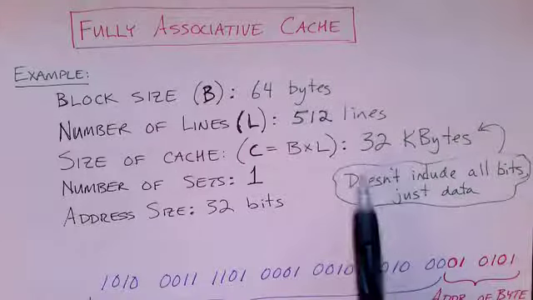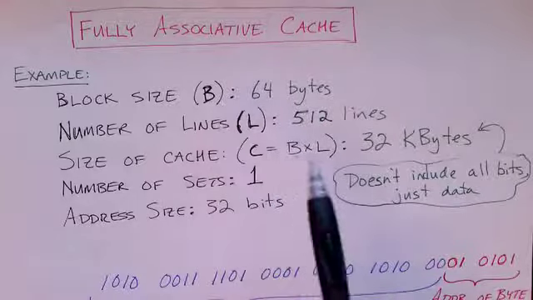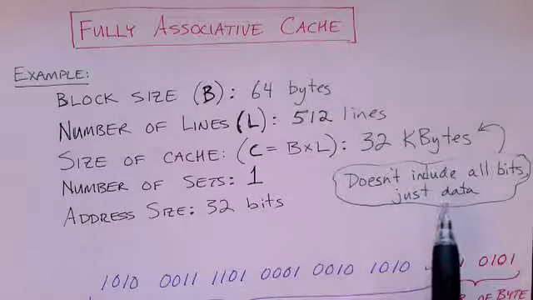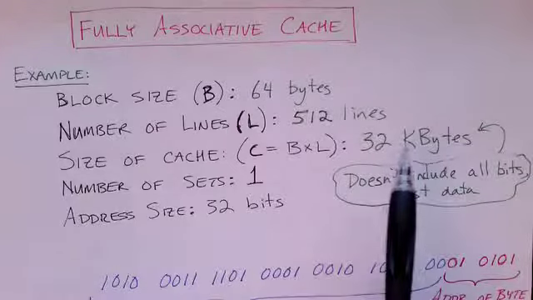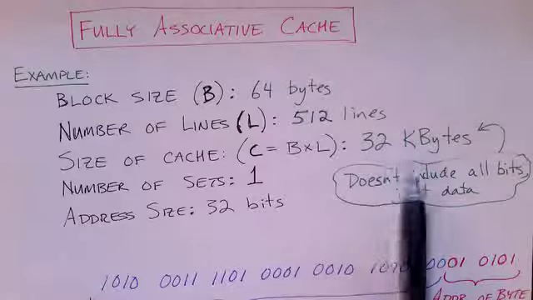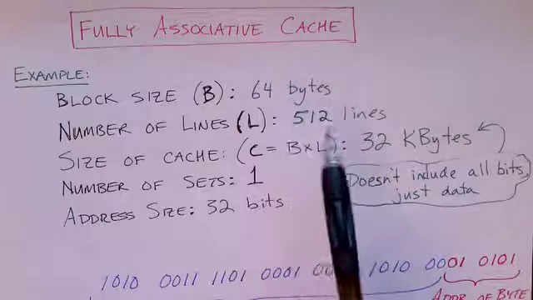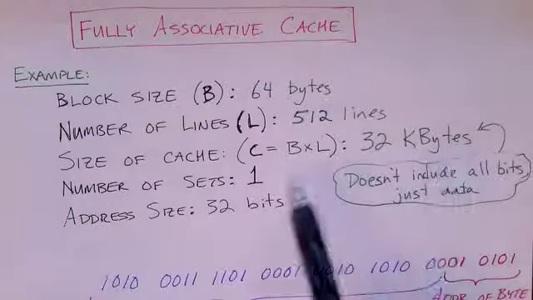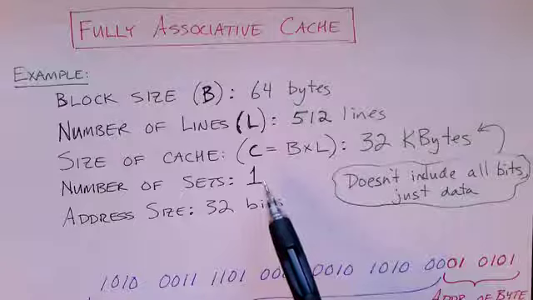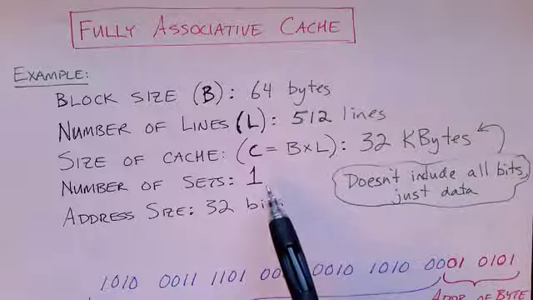Now, this is only the block data that's in each line. There's also the key and maybe some other bits like the dirty bit or the valid bit. We don't include all those other bits. We just include the data bits when we're measuring the cache size, even though more bits are actually stored. So when we say 32 kilobyte cache, we're saying that the block size times the number of lines is 32 kilobytes. And we've just got one set, so this is a fully associative cache memory. We can say it's a set associative cache memory with only one set.